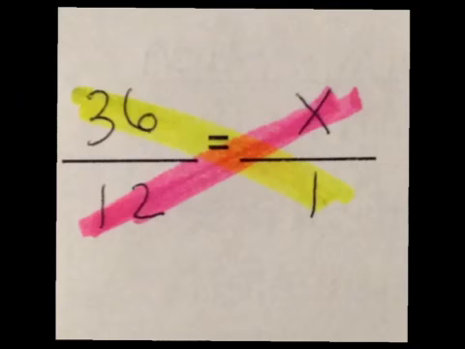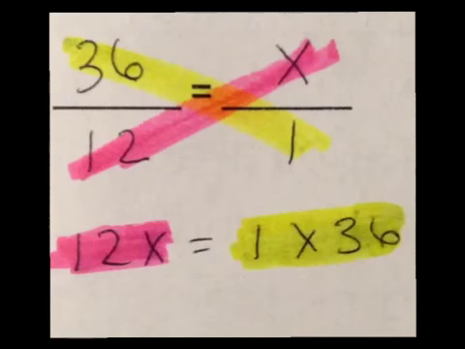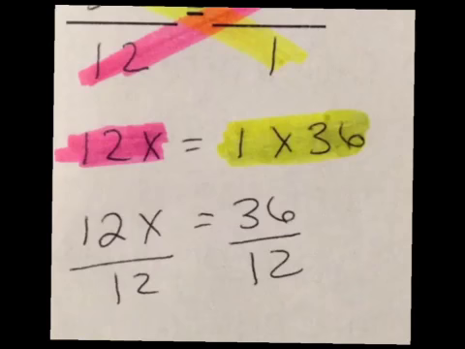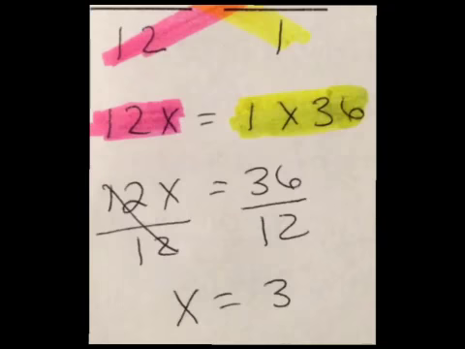Our final proportion is 36 over 12 is equal to x over 1. Again, with your pink highlighter, highlight between the x and the 12. And with your yellow highlighter, highlight between the 36 and the 1. For our next step, we take our cross products. 12 times x is equal to 1 times 36. We simplify. 1 times 36 is 36. To undo multiply by 12, we want to use the inverse operation, so we divide both sides of the equation by 12. When we simplify, 36 divided by 12 is 3. X again has a value of 3.